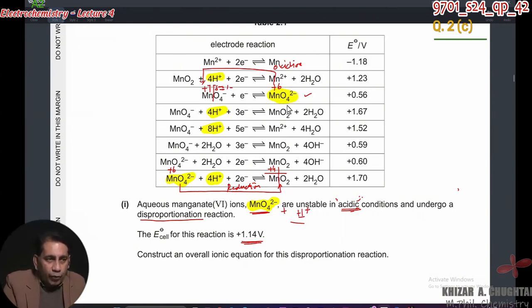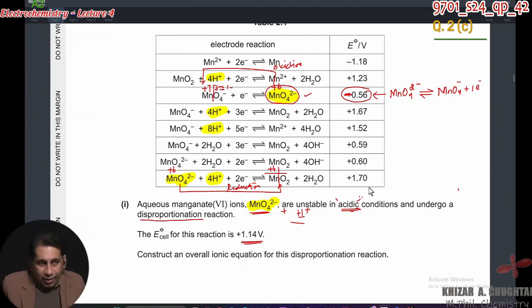And I will have to flip this equation, because I have to make this a reactant. So to make MnO4 2 negative ion a reactant species, I will rewrite this equation: MnO4 2 negative goes to MnO4 1 negative plus 1 mole of electron. And as I have flipped the equation, its answer will also be flipped.